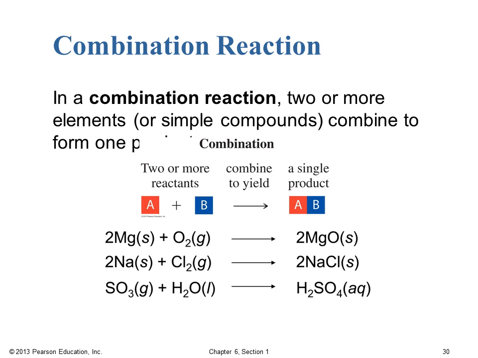Here we have sulfur trioxide and water to make sulfuric acid. And so these are all starting off with more than one reactant, and you're combining them to make only one product. So combination, you're combining more than one thing to make just one.